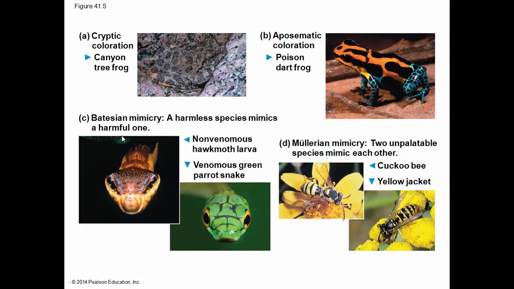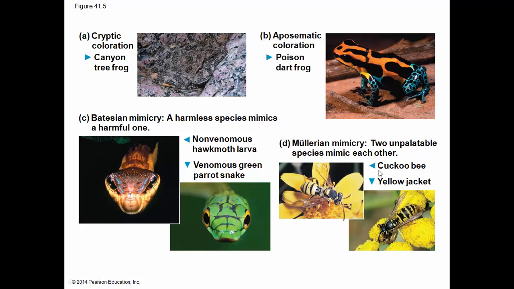Now, there are two other kinds of mimicry that we're going to talk about here. Batesian mimicry, which is when a harmless species mimics a harmful one. Like this non-venomous hawk moth larva. It's a caterpillar, and it will actually inflate its head so that it looks like a venomous snake. They say it looks like this venomous green parrot snake, but it doesn't look like that to me. But it does look like a snake head, so it would really startle a bird or a predator that was trying to catch it.